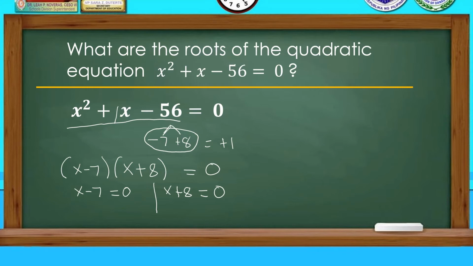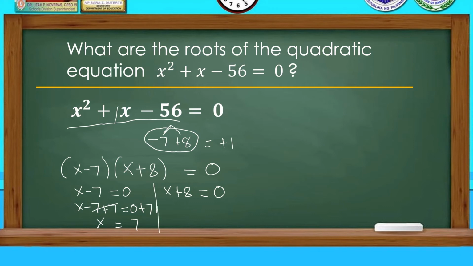The first equation is x minus 7 equals 0. Since the operation involved is subtraction, we apply the addition property of equality. We add the same number, 7, to both sides of the equation. So we have x minus 7 plus 7 equals 0 plus 7. Negative 7 plus 7 is 0, so x equals 0 plus 7, which is 7.